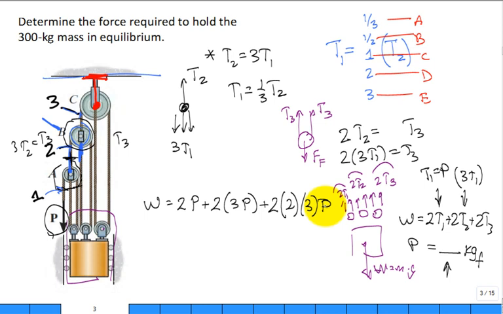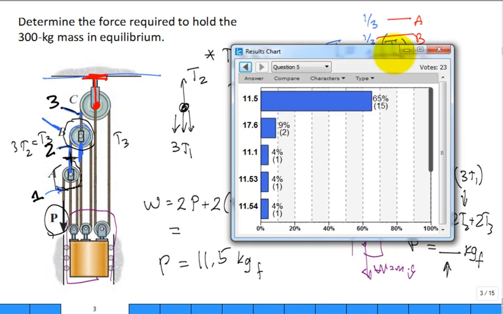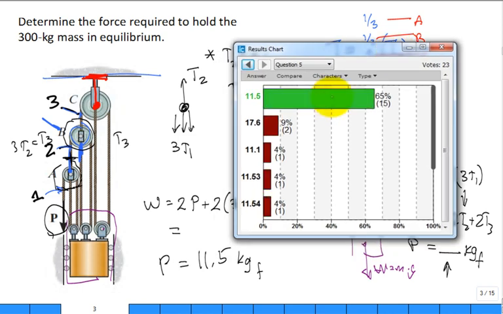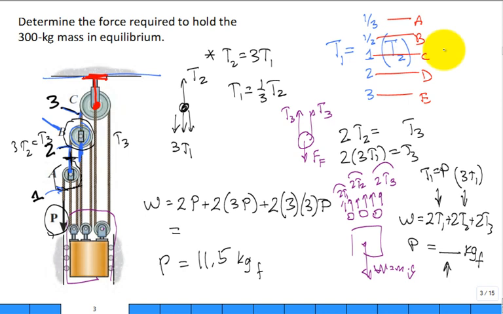Oh, yeah, yeah. That's right. That's right. 3. That's right. And so what did we come up with? You come up with how many? 26. Okay. So P is 11.54 kilograms force. Let's see what we got. 11.5. All right, 11.54, 11.53. Oh, you're challenging me there. All right, good enough.